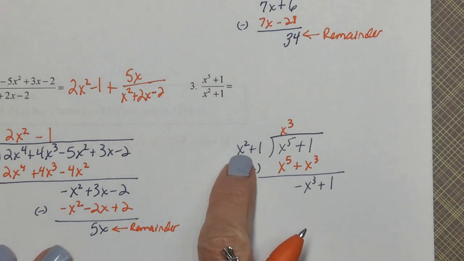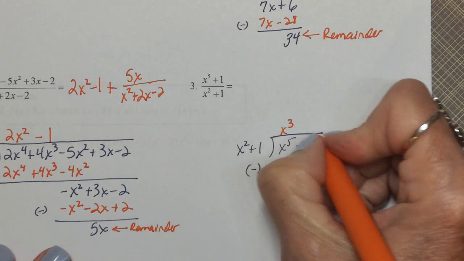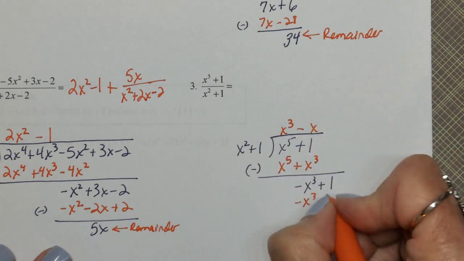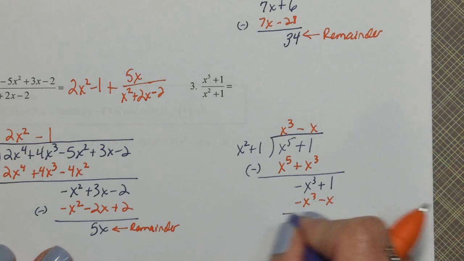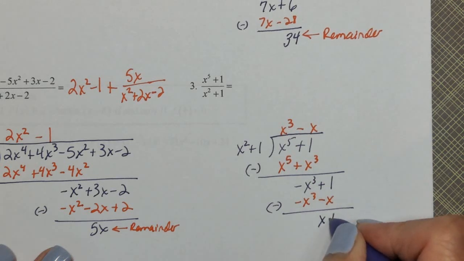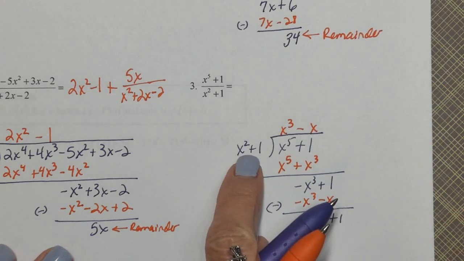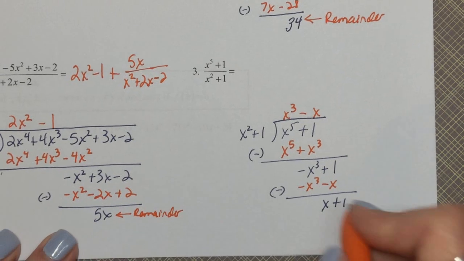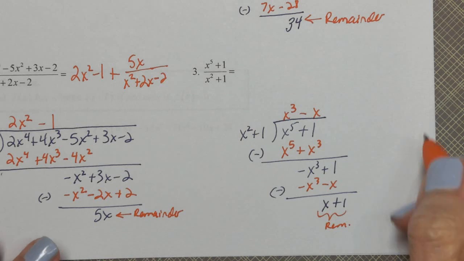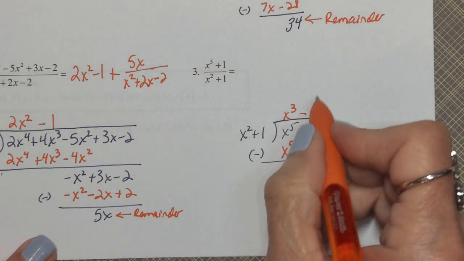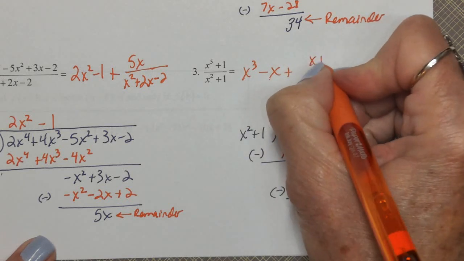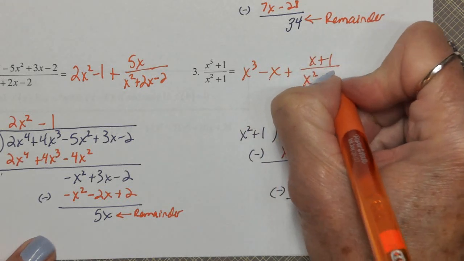Now what do I multiply x squared by to get negative x cubed? A negative x. So we'll have a negative x cubed minus x. Subtract again. We're going to get a positive x plus 1. The degree is less than this degree, so I know this is my remainder, or part of the remainder. It goes with the remainder. And my quotient is x cubed minus x plus 1 over x squared plus 1.